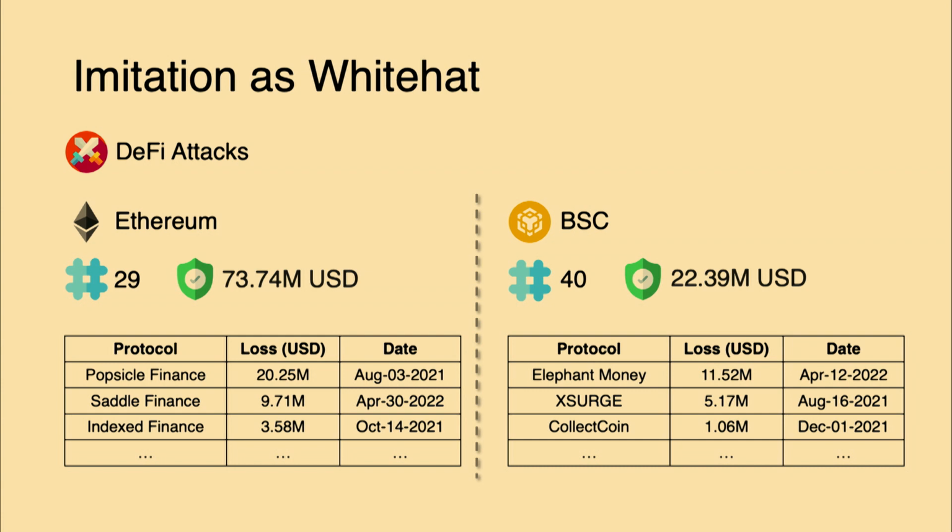In our evaluation, we find that on Ethereum, APE could have prevented 29 attack transactions, corresponding to more than $73 million of users' loss. And on BSC, the preventable attack transactions reach 40, and the users' loss reaches more than $22 million. I have also listed several examples for you to reference in the slides.